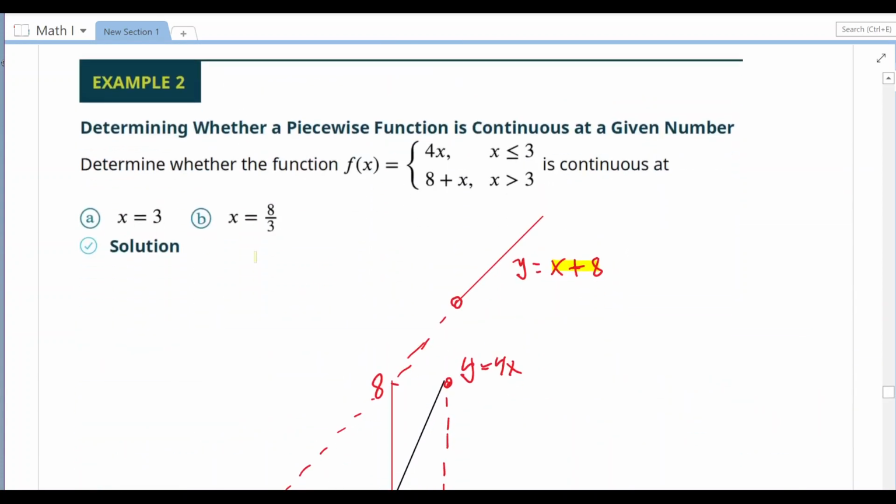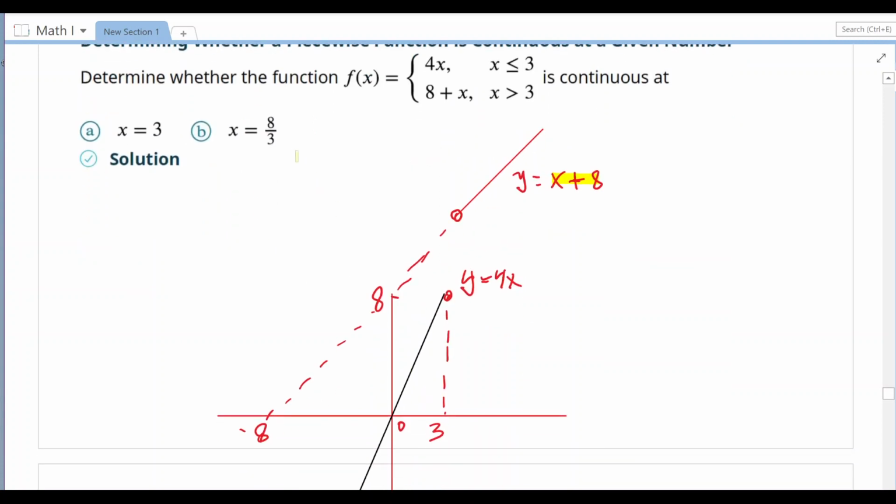At x equals 3 we have a jump discontinuity as shown here, and then x equals 8 over 3 is somewhere just below the 3 here. We have continuity at this point. This is 8 over 3. So x equals 3 is a jump discontinuity, and x equals 8 over 3 is continuous.